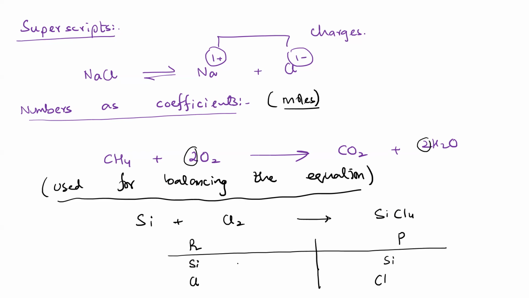Now let's count how many silicon we have. So there is no number written here or here, so it means it is 1. There is no number written here, but it is 1. And here it's 2. So 2 into 1 is basically 2. Do you guys get this?